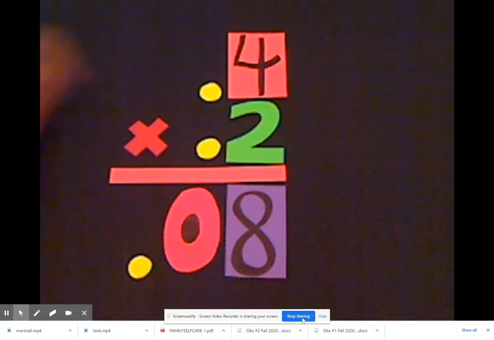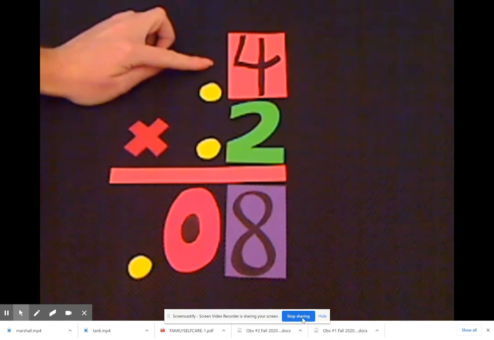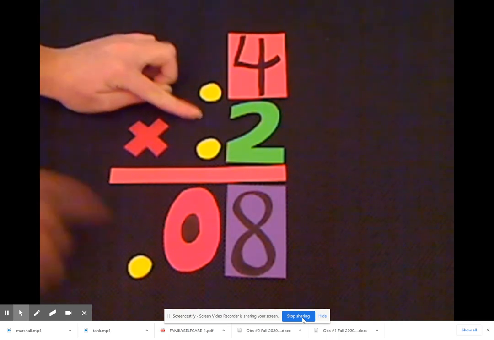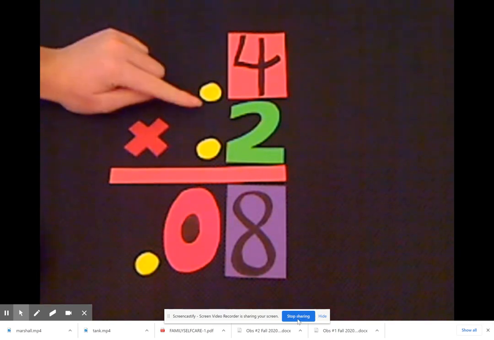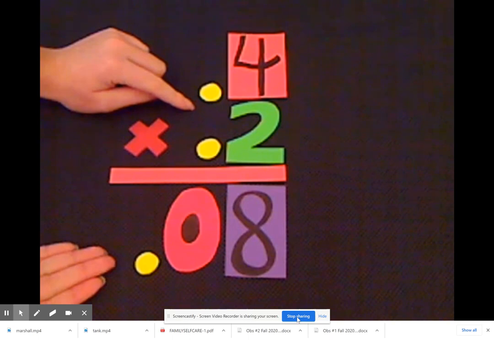Again, this makes sense because we're taking a fraction of a whole multiplied by a fraction of a whole, and we're getting an even smaller fraction of a whole. So we find that 4 tenths times 2 tenths gives us a product of 8 hundredths.